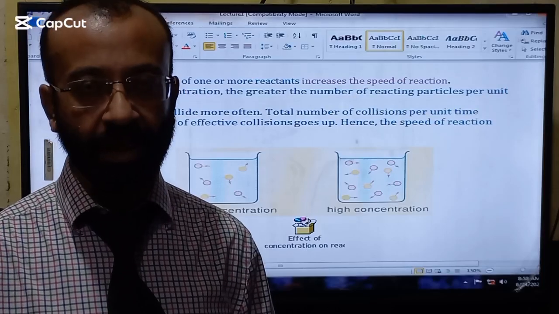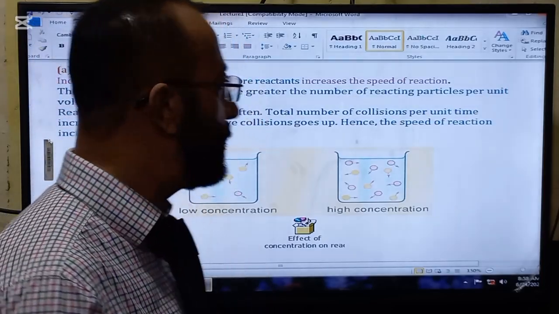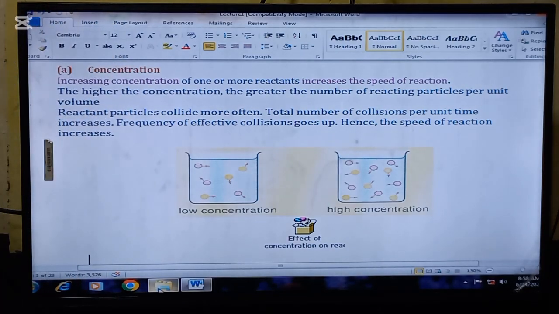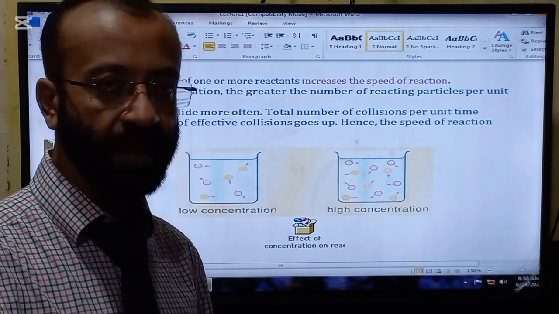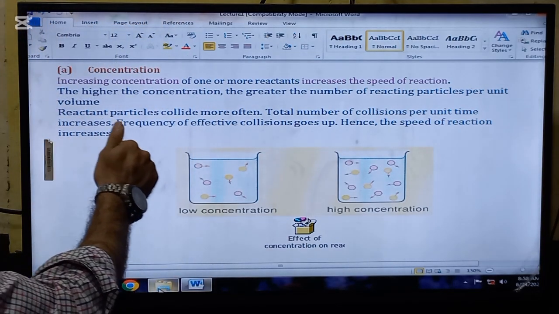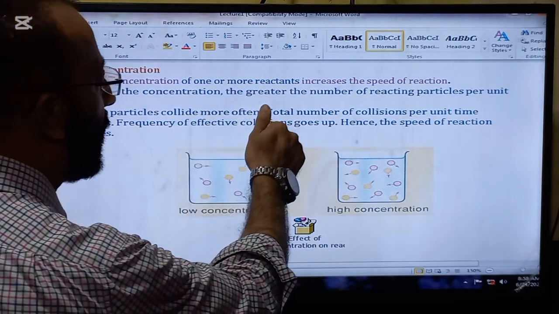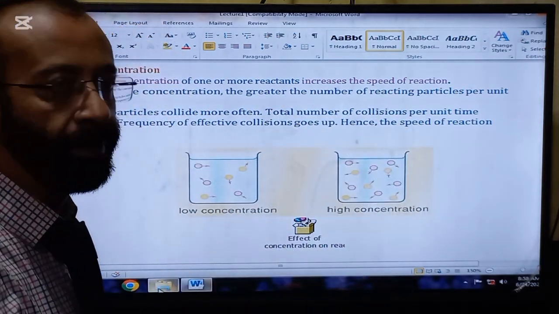The first factor that affects the speed of the chemical reaction, which we are going to read, is concentration. So concentrate yourself. There are some concepts which you need to understand. Increasing the concentration of one or more reactants increases the speed of the reaction.